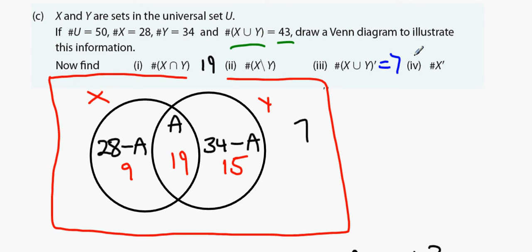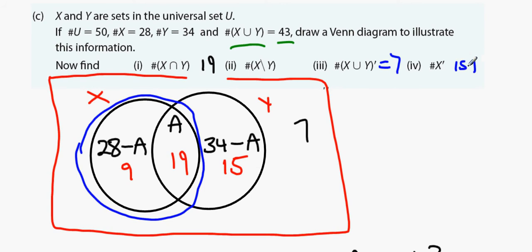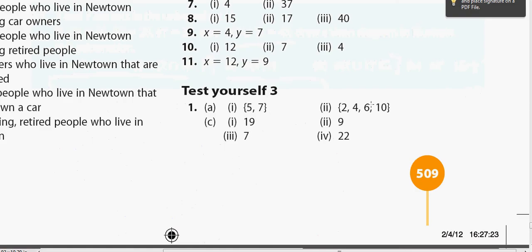Everything that is not in x, the cardinal number of x complement. Everything outside of x. So everything inside of x is going to be in the blue barrier, and everything outside of x is going to be 15 and 7. So 15 plus 7, which gives us 22. So everything that's not in x, and its answer is 22.